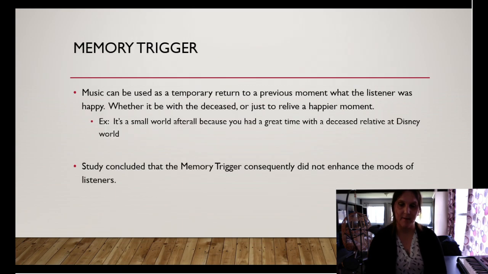And the last one is memory trigger, which is music that can be used as a temporary return to a previous moment that the listener was happy, whether it be with the deceased or just to relive a happier moment. An example would be "It's a Small World After All" because you had a great time with the deceased relative at Disney World, and it just brings great joy and happiness. The study also concluded that memory trigger consequently did not enhance the mood of the listeners, however.